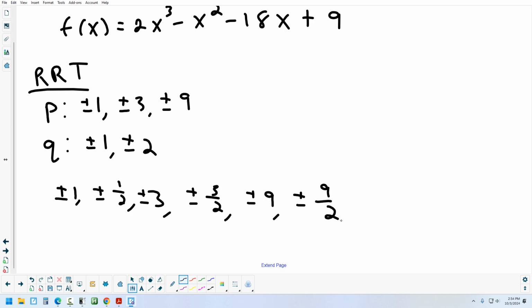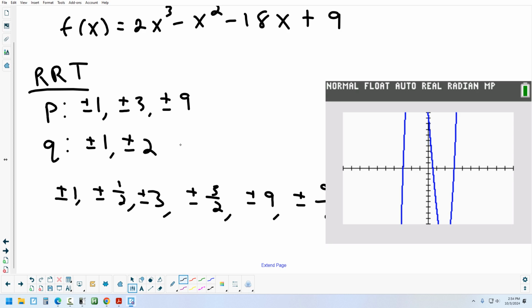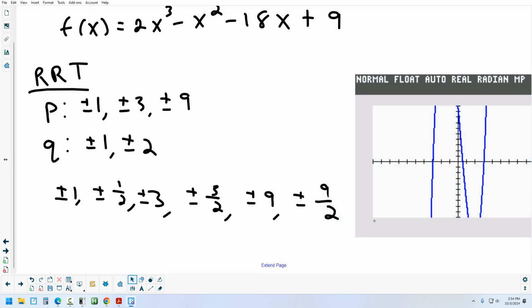Okay, so we got a lot of different options. How can I narrow this list down? Yeah, you can graph the equation. Yep, equation. So we're going to graph it. So there's our graph after we type it in. And we're going to see if any of the ones in this list seem close to that.